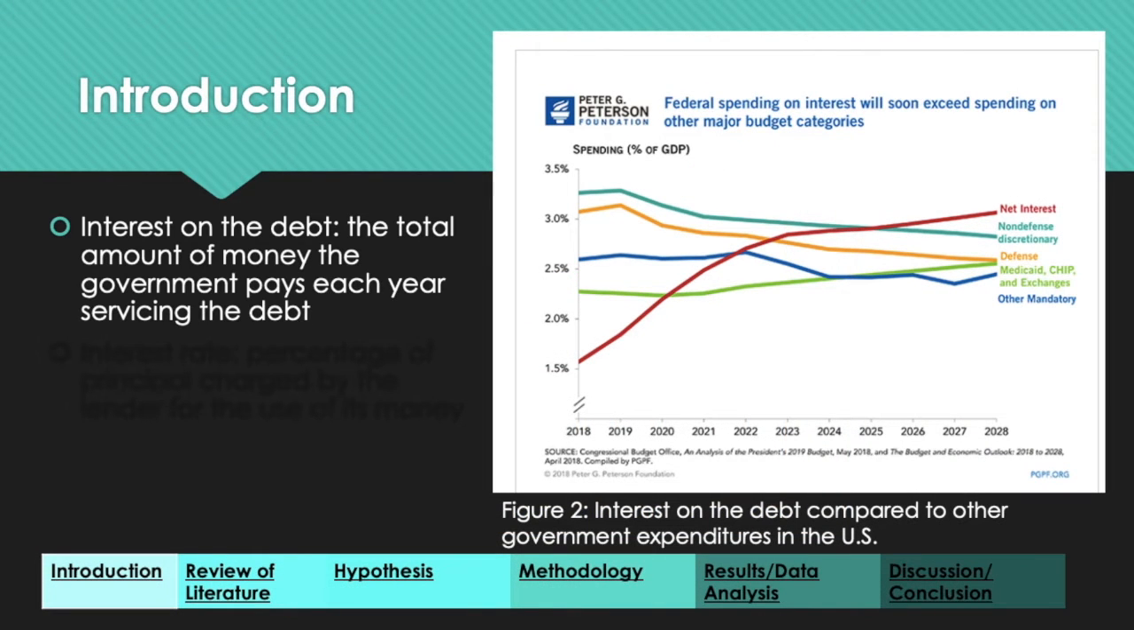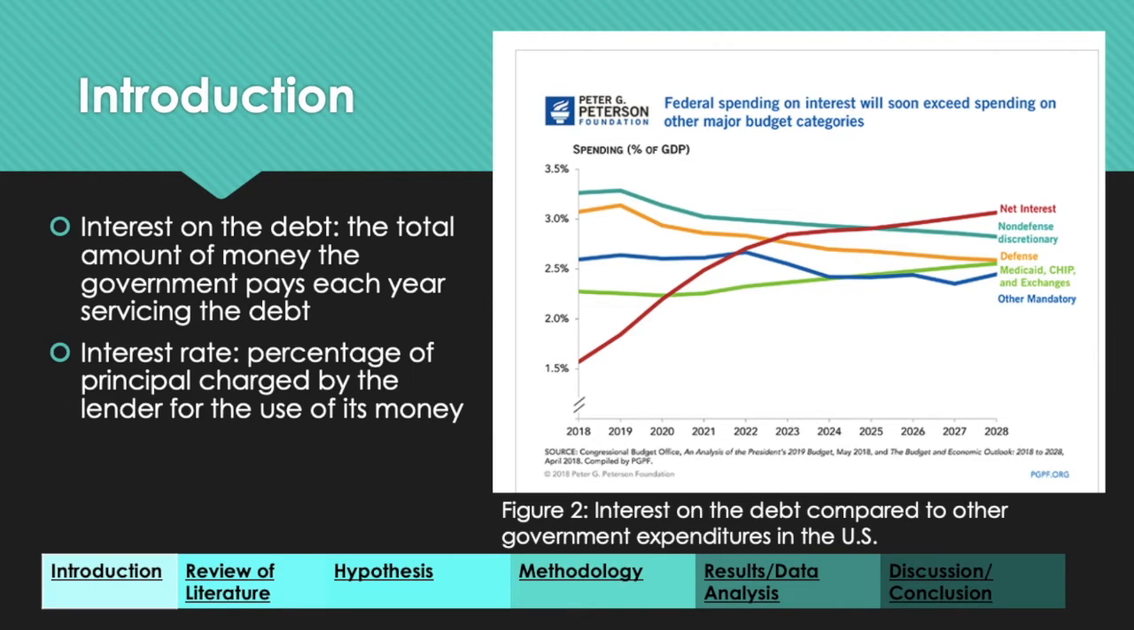Interest on the debt is the total amount of money the government pays each year servicing the debt. And as the debt increases, so does this interest that we have to pay back every single year. Interest rate is a percentage of the principal charged by the lender for the use of this money. Interest rates vary by country depending on the risk of the country. Figure 2 is interest on the debt compared to other government expenditures in the United States. This data is gathered from the Congressional Budget Office, and given these calculations, interest on the debt will exceed many other government expenditures such as defense and Medicaid in the coming years.